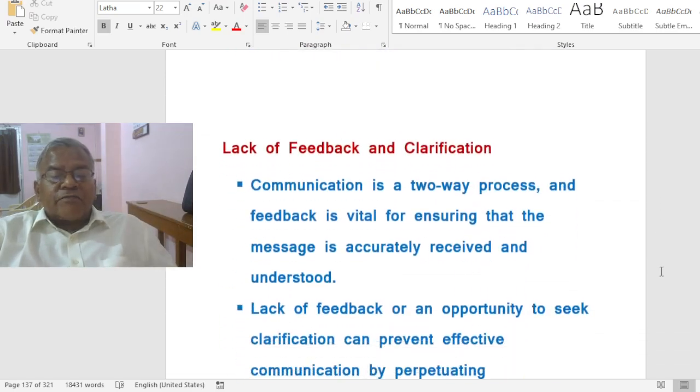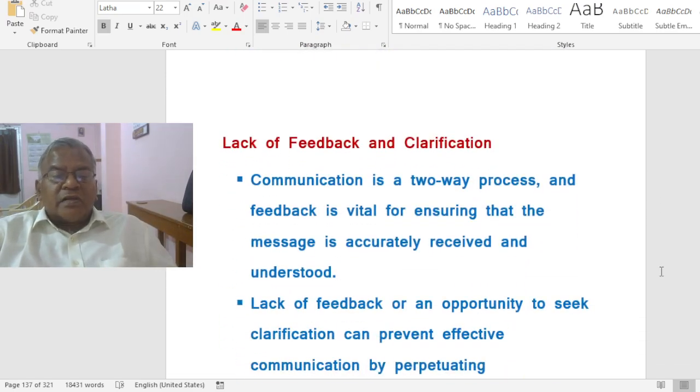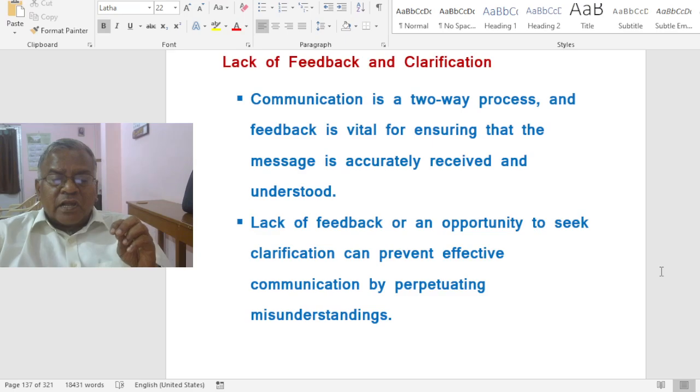Then lack of feedback and clarification. Communication is a two-way process, and feedback is vital for ensuring that the message is accurately received and understood. Lack of feedback or an opportunity to seek clarification can prevent effective communication by perpetuating misunderstanding.